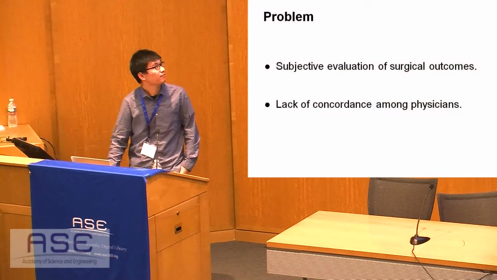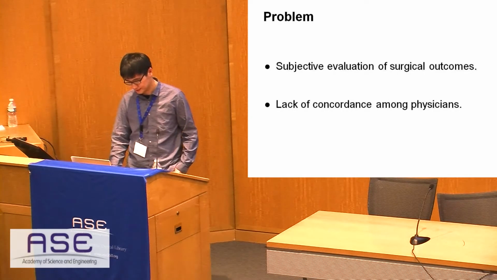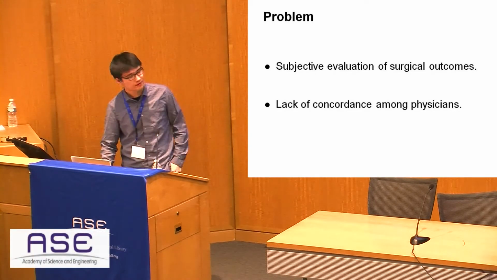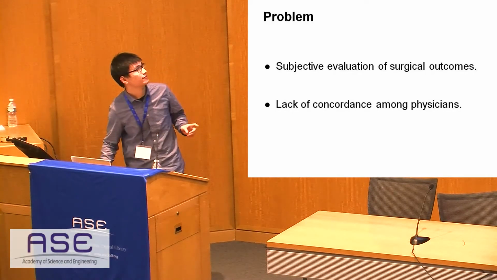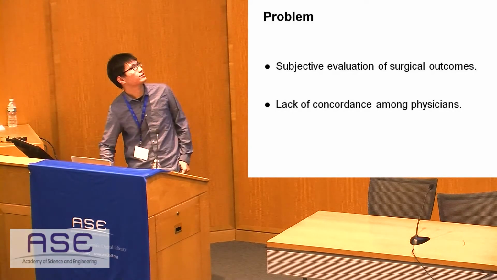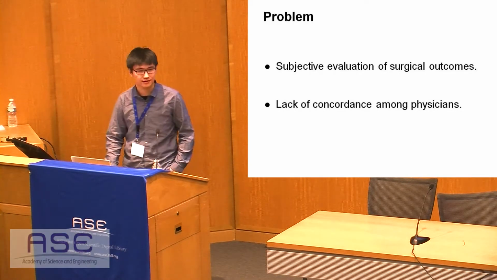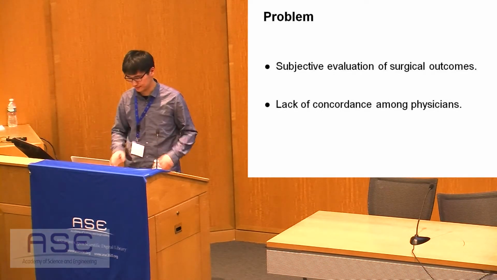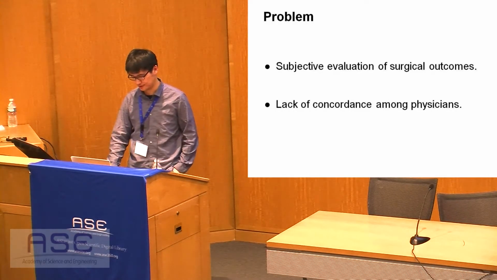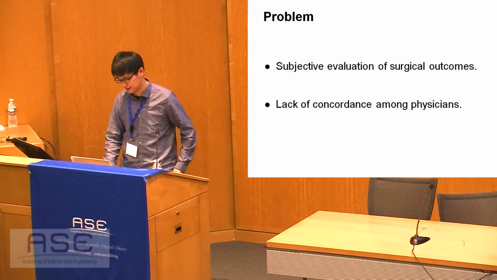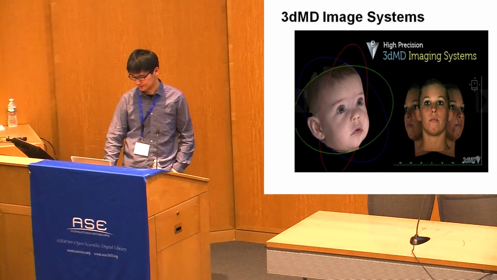The problem with the current evaluation of plastic surgery is that the evaluation system is based on some rough observation, and you can see from this image you cannot tell what's wrong with this baby. Another problem is that even the doctors who performed the surgery are not the same, so they have different opinions about the same surgery. So what we are trying to do is provide an objective evaluation system.